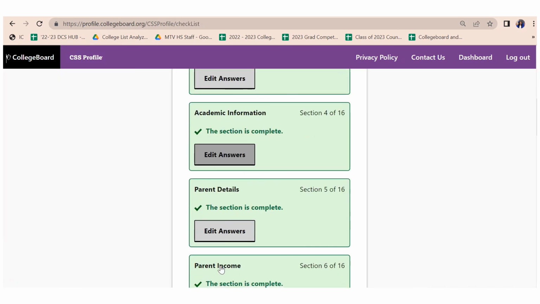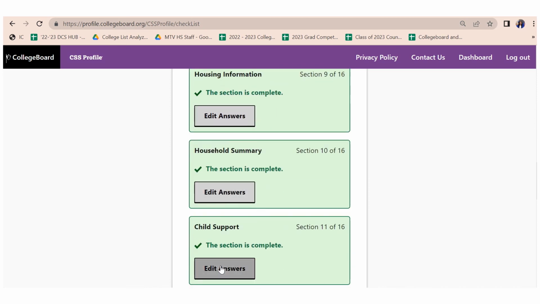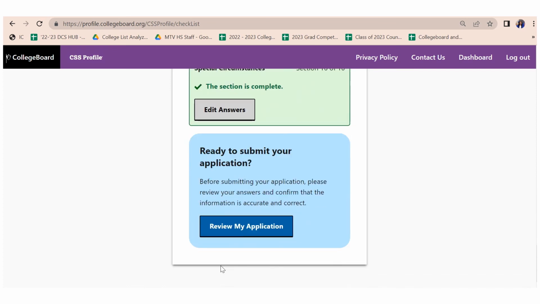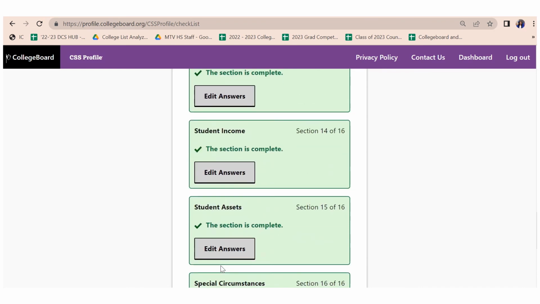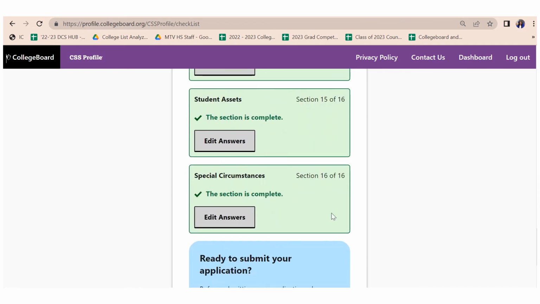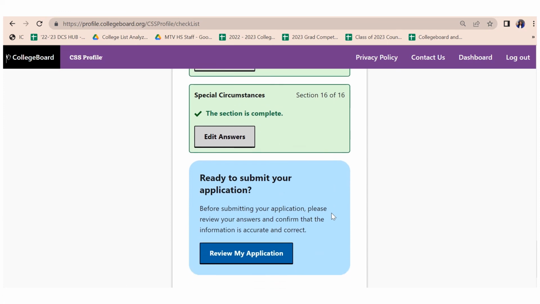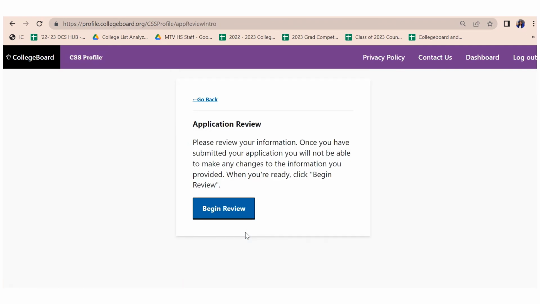And then we can go back and see that we have check marks next to all 16 of these sections that this student needed to complete. Again, the number of sections will vary depending on your answers. So there is skip logic used in this. Everyone should review their application before submitting.